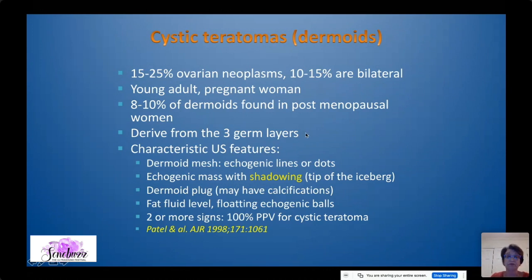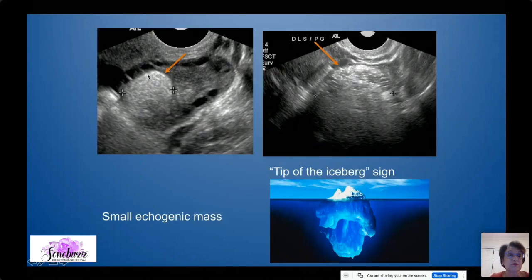They may have calcifications, and they may have some other appearance such as a fat fluid level or floating echogenic balls. And if you have 2 or more of these signs, this is a really old paper, but it holds true, this is 100% positive predictive value for the lesion being a cystic teratoma. So this is a small echogenic mass in the ovary, like a 2 centimeter, probably a small dermoid, really of no clinical significance.